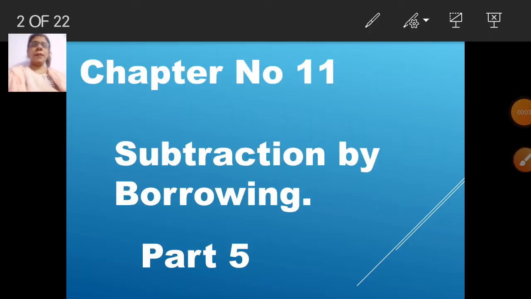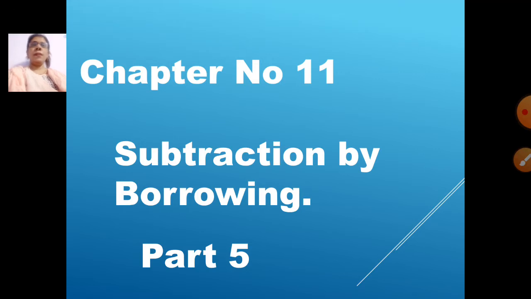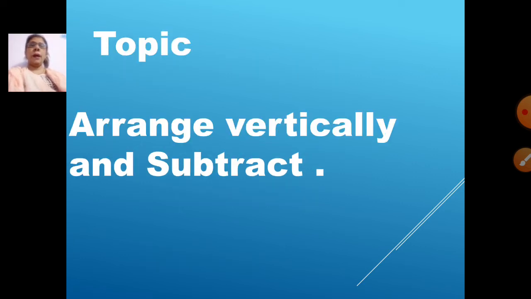How are you children? So as you know, we are continuing with our chapter number 11, that is subtraction by borrowing. Now in our previous session we finished part 4. Today we will be doing part 5. Let us see what we will do in part 5. Today we will do arrange vertically and subtract. Today we will do all sum makes as a revision. Okay, so let us start.